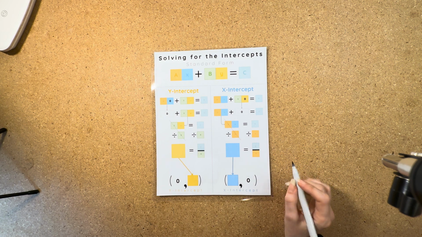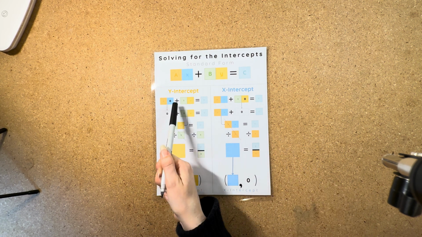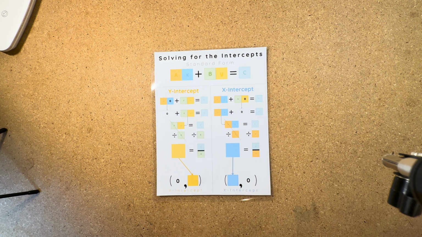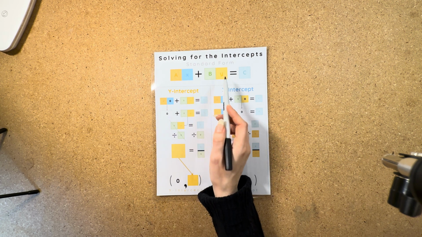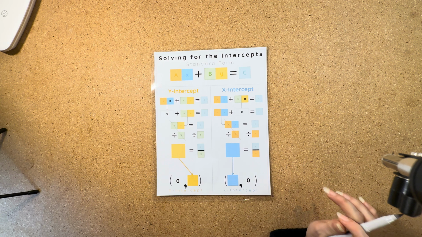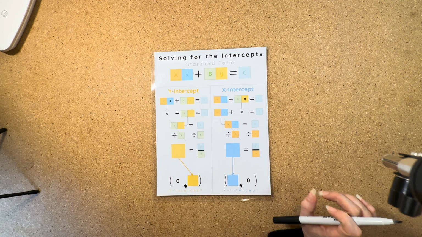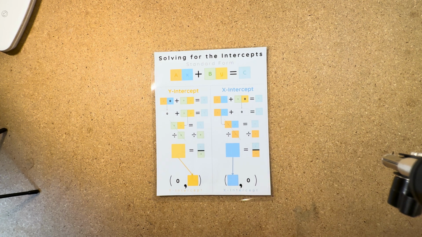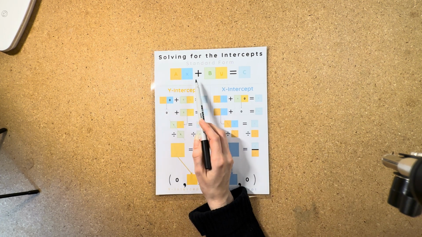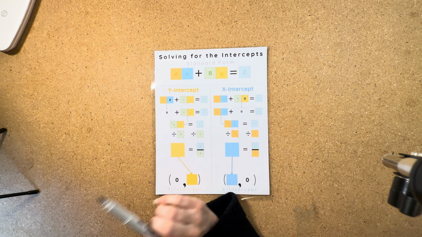All right, today guys, I'm going to show you how to solve for the y-intercept and the x-intercept when you've been given a linear equation in standard form. Now, most of the time, we are using slope-intercept form. That's y equals mx plus b. But sometimes you'll see equations in standard form. That is ax plus by equals c.